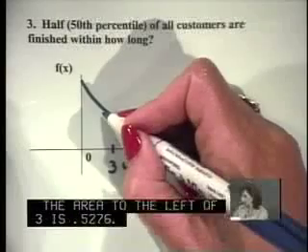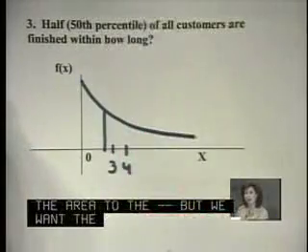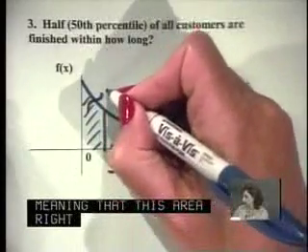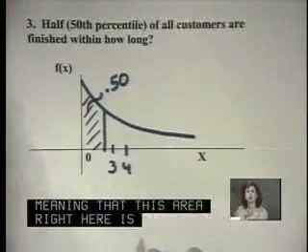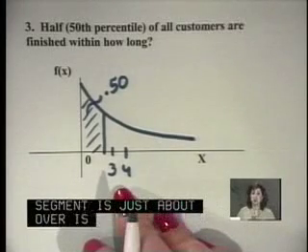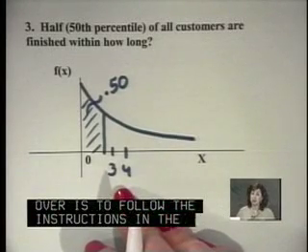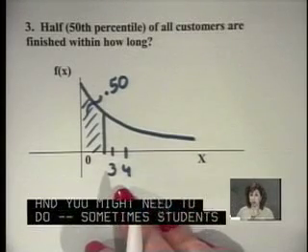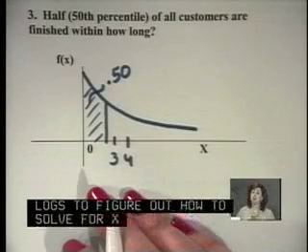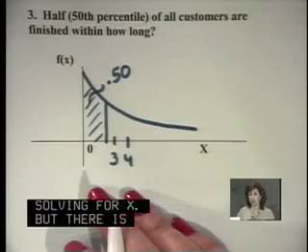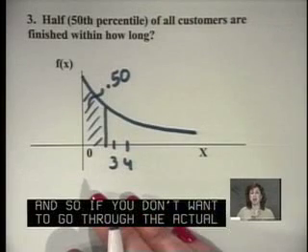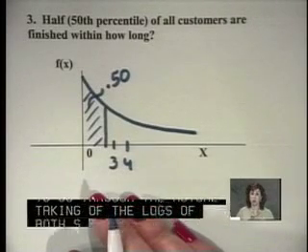But we want the 50th percentile, so we're looking for where half the area is, meaning that this area right here is 0.50. So what you're going to need to do, since this segment is just about over, is to follow the instructions in the book. Sometimes students need to do a bit of a review with the natural logs to figure out how we're solving for x. But there is a formula for it on the summary page. And so if you don't want to go through the actual taking of the logs of both sides, you could start just with the formula from the summary page.